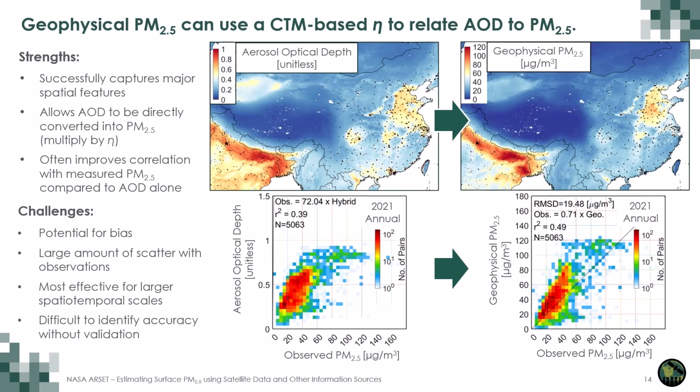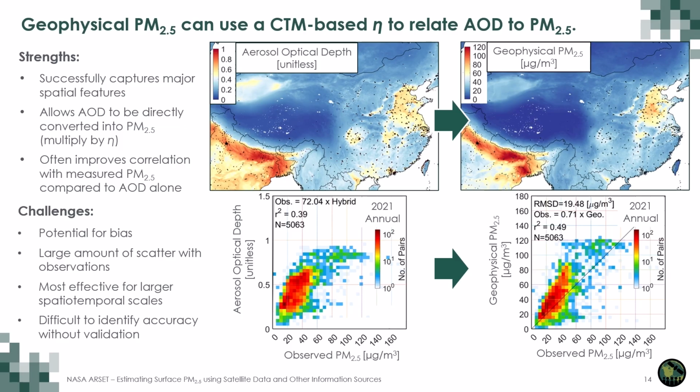All that said, a CTM-based simulation of eta is often an effective means to quantify how AOD relates to PM2.5, especially as the distance to the nearest ground-based monitor increases. Here you can see an example over Eastern Asia, primarily China, for annual mean values during 2021. The left-hand column shows AOD, whereas the right-hand column shows the corresponding geophysical PM2.5. Black dots show the locations of the ground-based monitors used for the comparisons in the lower row.